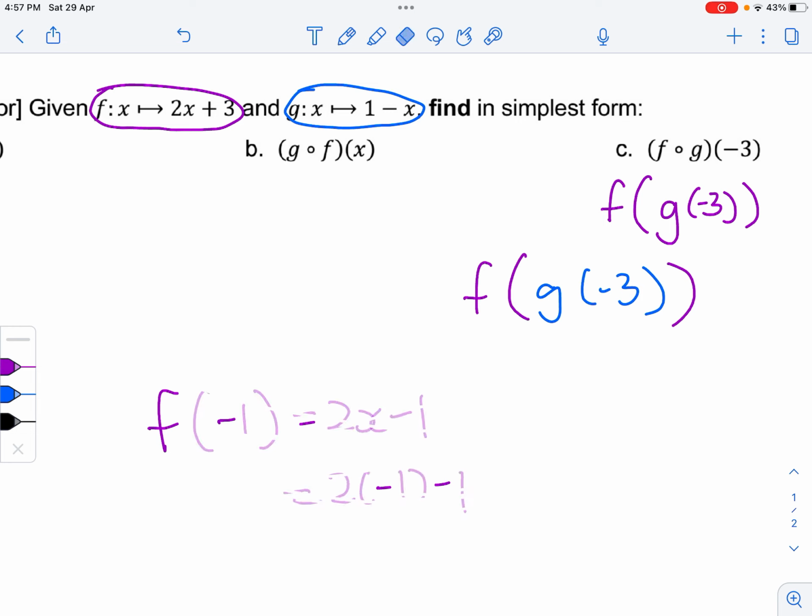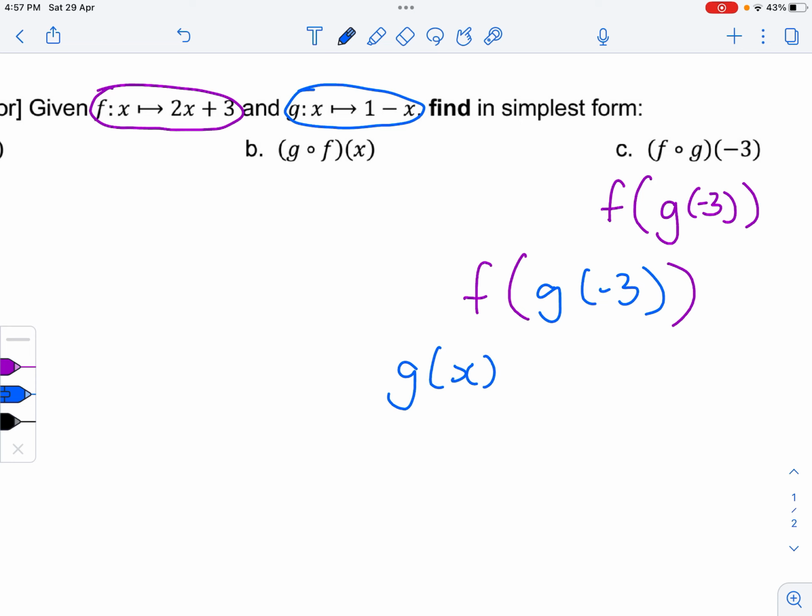In this case, it's the exact same thing. We have g of negative 3. We know that g of x is 1 minus x. But now I have g of negative 3, right? So g of negative 3 is equal to 1 minus, instead of writing it as x, we're going to write it as negative 3.